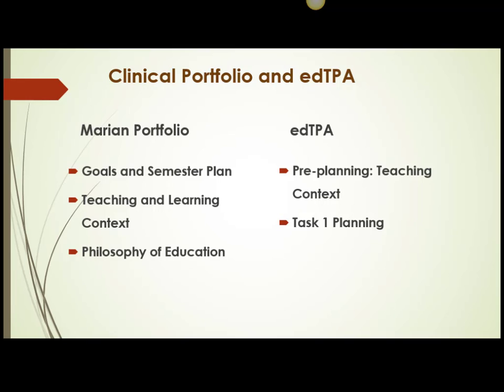So I laid them side by side so you could see what you should be working on right now. Again, your goals and semester plan, you haven't submitted that yet. You need to be doing that for the Marian portfolio. You're developing a teaching and learning context. I believe Phil had that due way over a week ago, and I haven't gone in and checked on that because I don't grade your Marian portfolio. So if you haven't submitted your teaching and learning context, make sure that you do that, and your philosophy of education. These are some things that you're going to be working on right now or finishing up. If you've done some of them already, you can take that off your checklist.